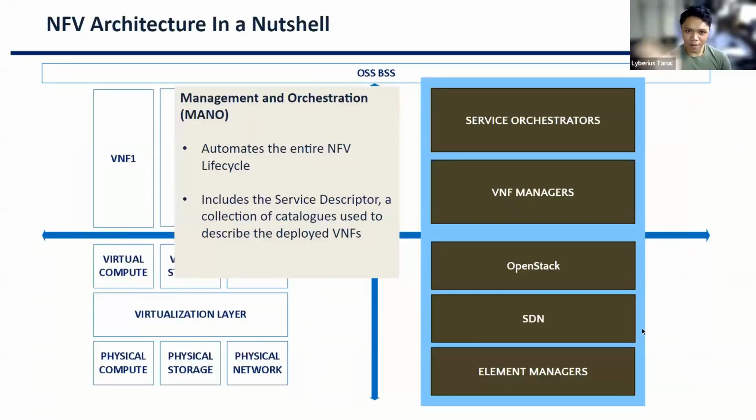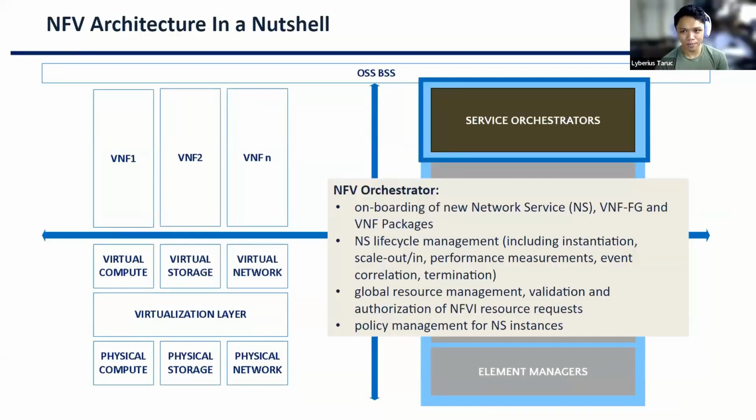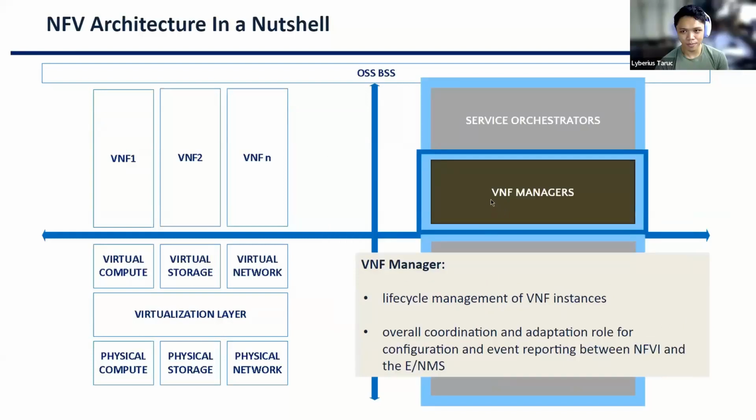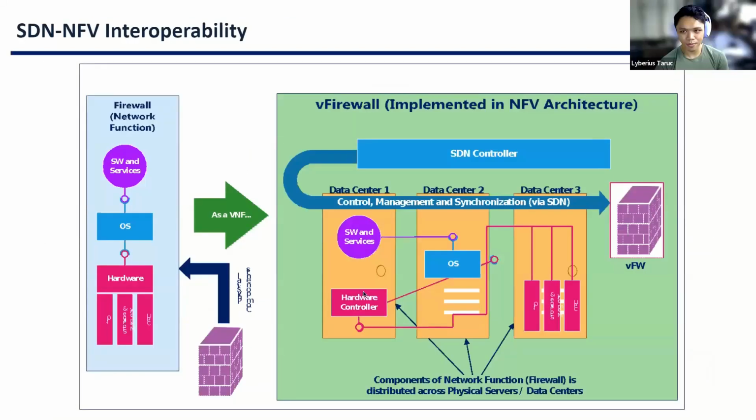All of the things that are managing your resources are now what's called management and network orchestration. It automates the entire NFV life cycle. Network functions are being managed by their own manager, and it's possible for resources to be shared across different data centers. In an ideal scenario, you have a firewall hosting, say, a server.